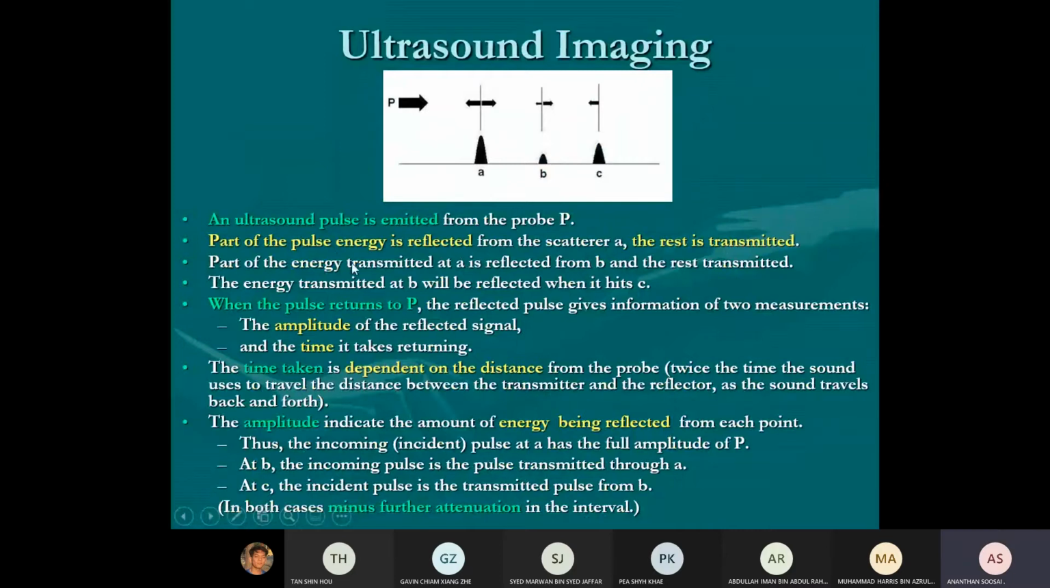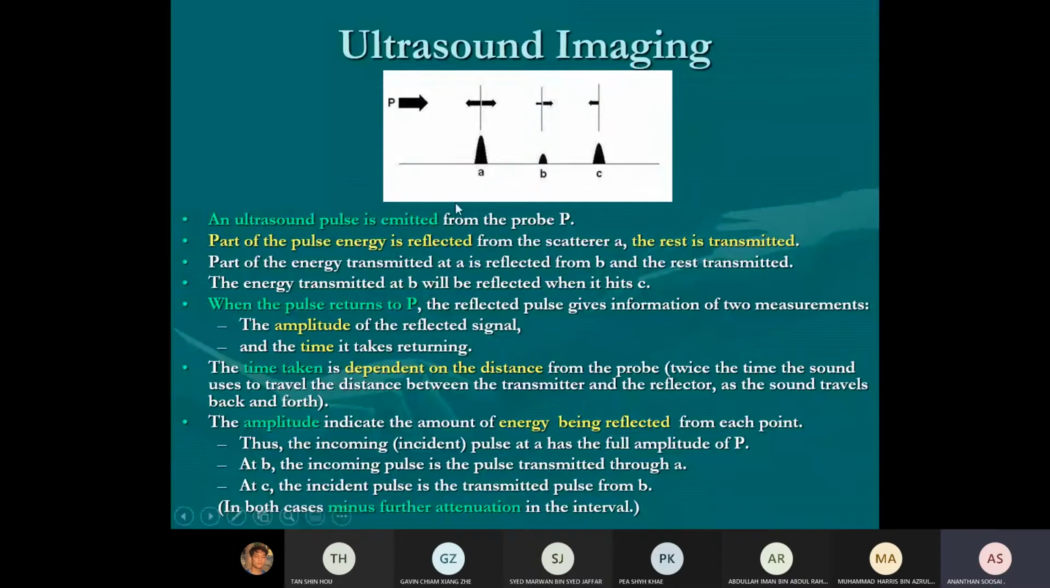Okay, again the highlighted points. An ultrasound pulse is emitted. The one I told you, part of the pulse energy is reflected, the rest is transmitted. The pulse returns to the probe. Two pieces of information are used to analyze the image. First is the amplitude. Second is the time it takes to return. If the time it takes to return is longer, that means the border is deeper, right? Time taken for the pulse to return is longer, that means the border is deep inside.